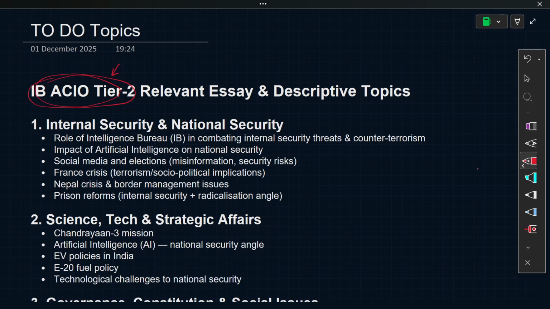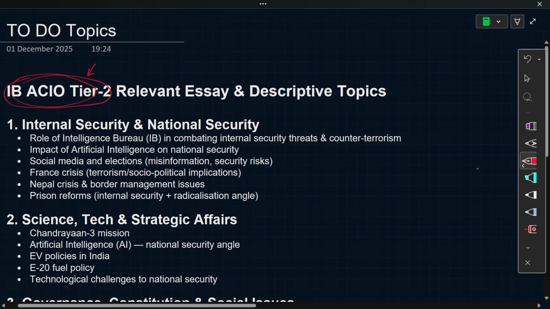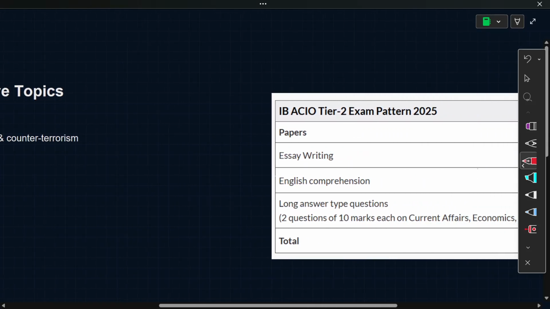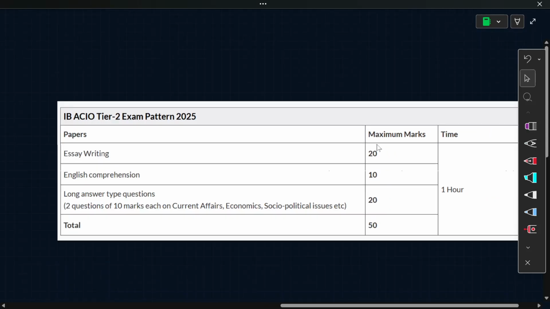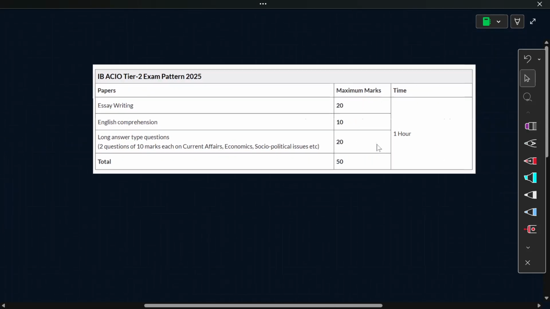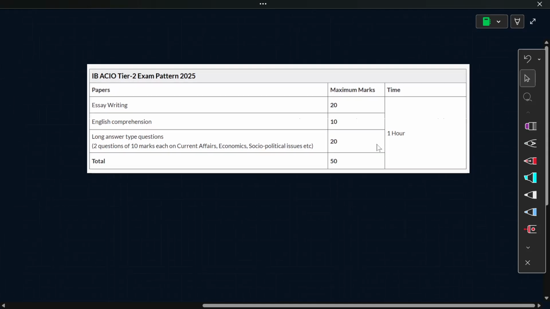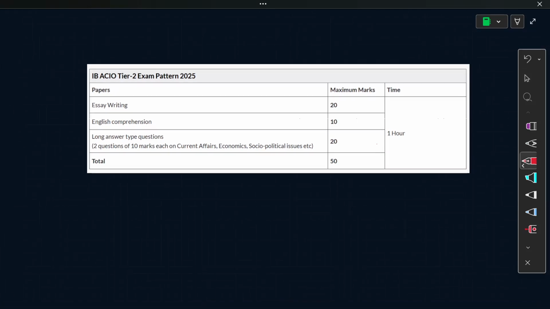First of all, I believe that you know how the IB ACIO Tier 2 exam is conducted. I have this clipping right here, and this is not the official notification, but it is good enough because it contains all the information regarding the Tier 2 examination of IB ACIO, which we are concerned with. The information given is not very detailed, and we have to work around a lot of things on our own.